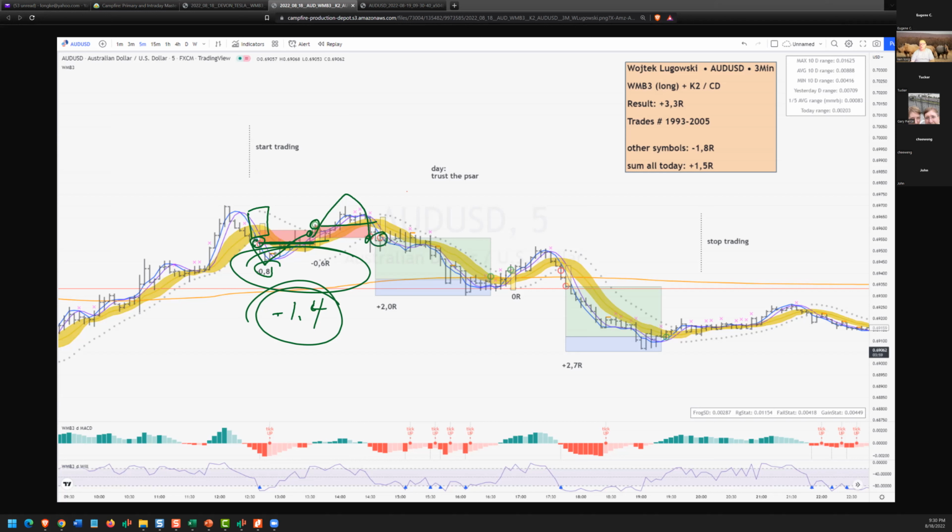But really nice stop and reverse. Nice stop and reverse. Nice stop and reverse. Crushed it for 3.3. Really good work there.